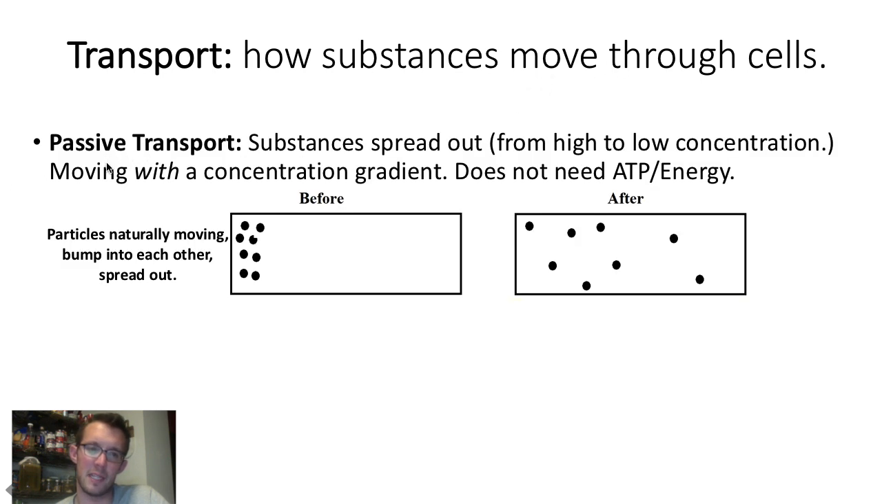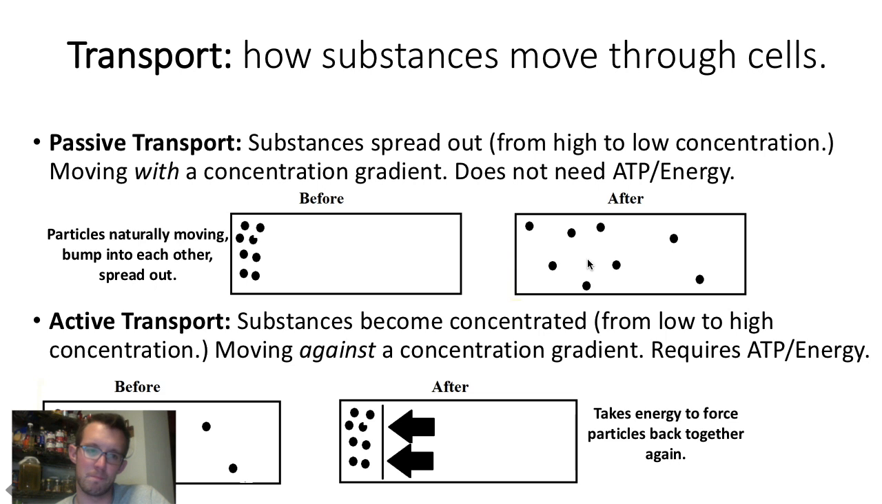So there's two types of transport. The first type is passive transport, which occurs when a highly concentrated substance spreads out. And this process happens naturally. Because these particles are naturally moving, they'll bump into each other and lower their concentration naturally. So this process does not require any energy. It happens on its own.